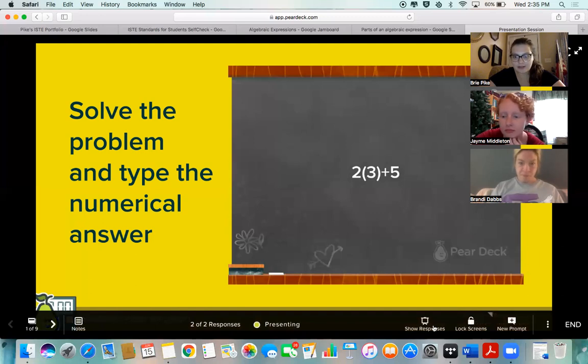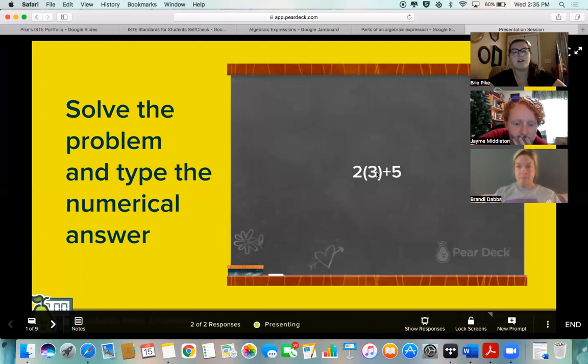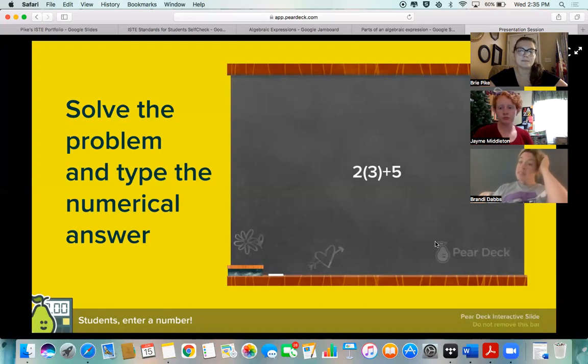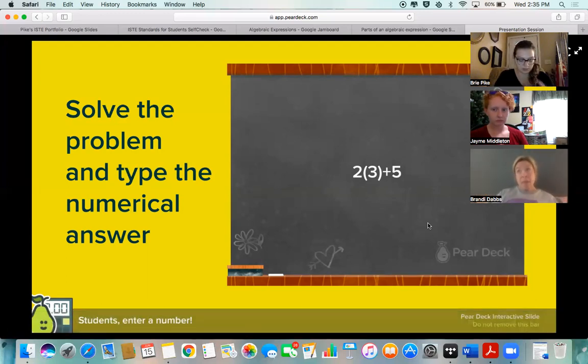So let's see what our answers were. 11, that is correct. Can somebody volunteer to show us how you solved this problem? Kind of walk us through it, what you did first. Go ahead, Brandy. Okay, so you have to do multiplication first before you do addition. And how do you know that? Because M comes before A. And how did you know that there was a multiplication problem?